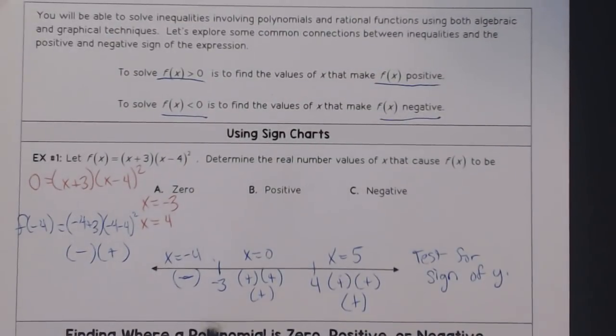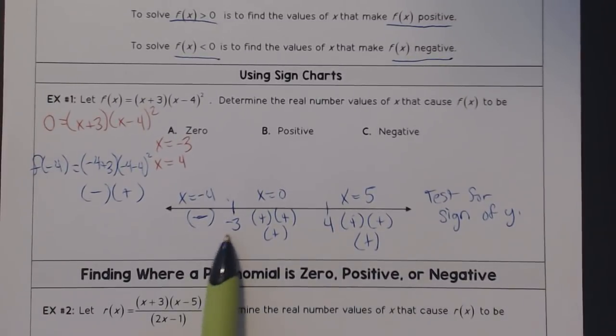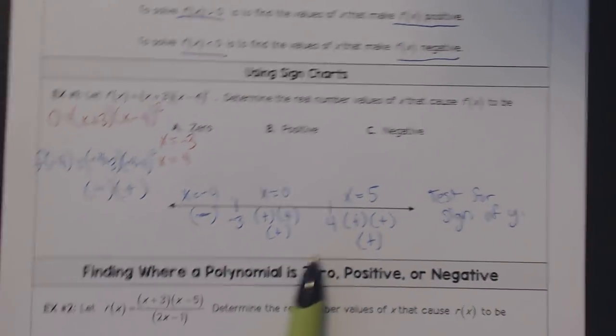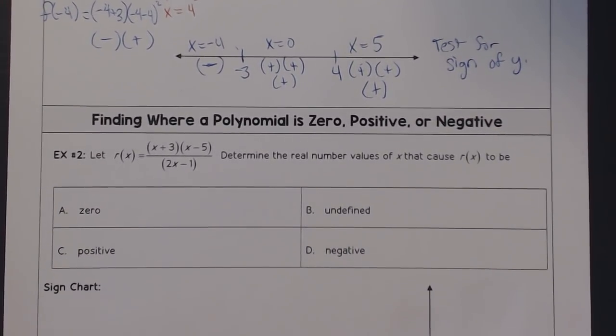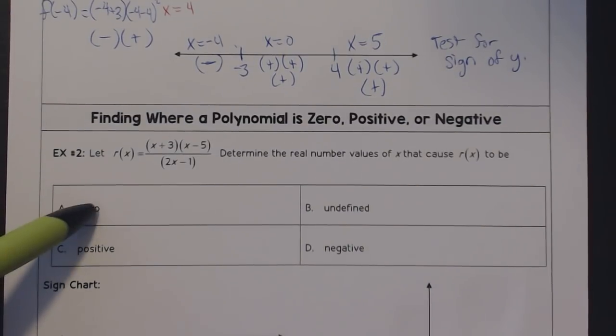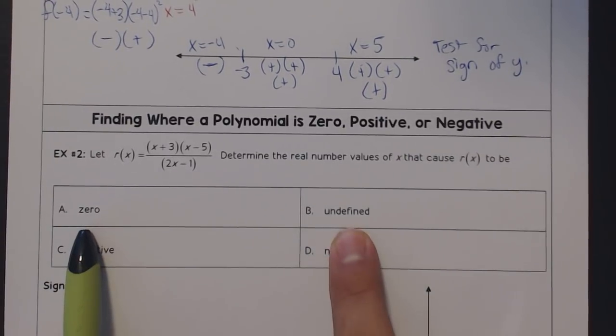Okay, so this is just a way to test out what will y be. And essentially what we're going to do is tie this into how we can graph this in the next example. Now, if I'm given the function r of x is equal to (x plus 3)(x minus 5) over (2x minus 1), determine the real number values of x that cause r of x to be, well, we want to find out what causes it to be 0, undefined, positive, negative. This is a question that we've done in 2.6 for both part A and part B. We just haven't been asked this way.